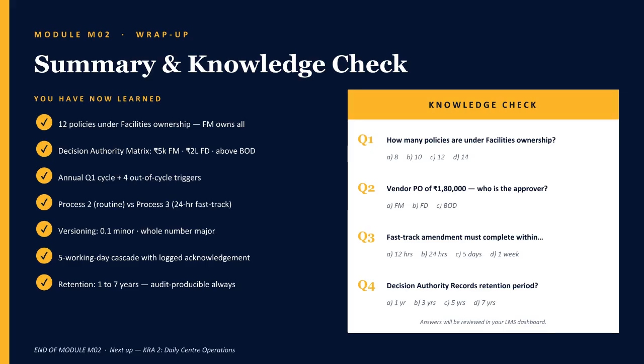You can distinguish Process 2, routine change management through a change ticket, from Process 3, the 24-hour fast track for operational breakdowns. You understand versioning discipline, 0.1 for minor, whole number for major, and the 5 working day cascade rule with logged acknowledgement. And finally, you know the retention periods that make every document audit producible, from 1 year up to 7 years. Take a moment to answer the 4 knowledge check questions on screen.